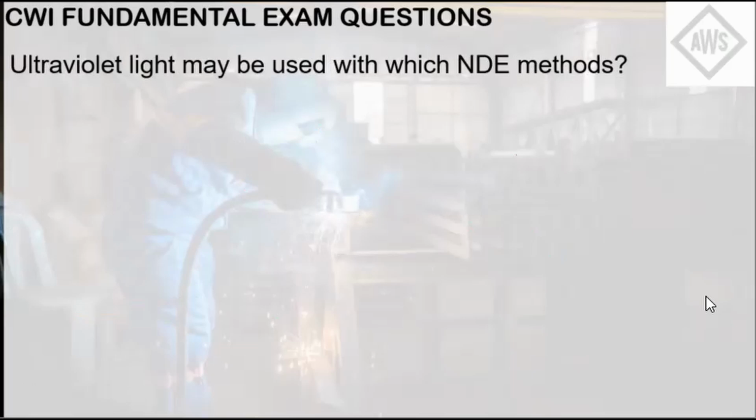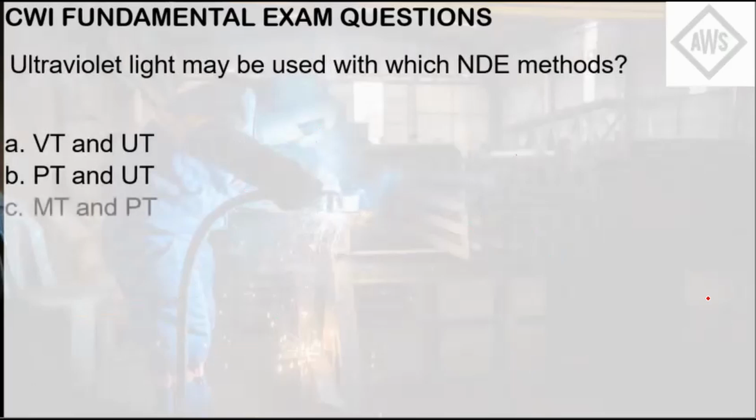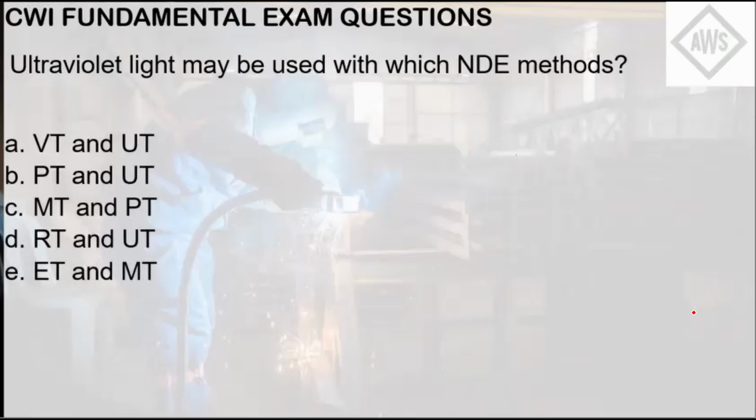Ultraviolet light may be used with which NDE methods? Letter A, VT and UT. Letter B, PT and UT. Letter C, MT and PT. Letter D, RT and UT. Letter E, ET and MT.